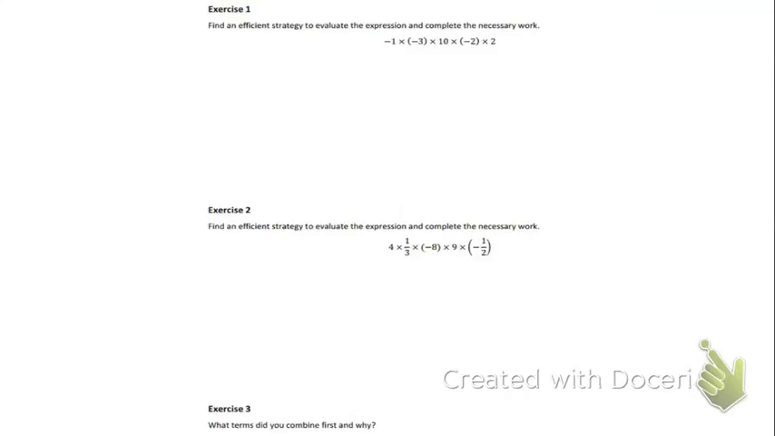Okay, I was going to show you something here. We have exercise 1, and exercise 1 asks us to find an efficient strategy to evaluate the expression and complete the necessary work. Now, the most efficient strategy from my point of view, and this idea of efficiency for me is quick and a way I can be pretty sure I'm going to yield the correct answer, is this. Now, this is not necessarily the way I'd like you to do it. I'd like you to actually apply the associative property and commutative property. But for me, here's what I would do. Let's just follow along with me. I'm just going to decide these are all just positive numbers. I'm just going to use the absolute value of everything.